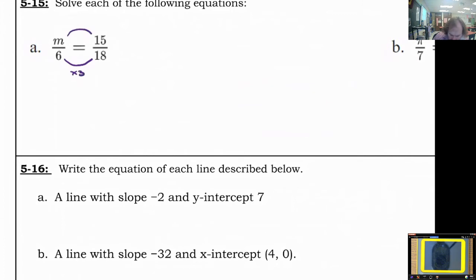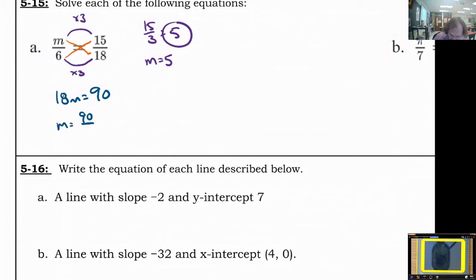So what number times 3 is going to be 15? That's a really good way to find the answer: 15 divided by 3 is 5. That's the answer, m is 5. Normally the way we solve these is by cross multiplying, which is kind of a weird algorithm, but it does work. 18m equals 90, which is 15 times 6. And then m is 90 divided by 18, which is also 5. So whichever way you want to solve it is fine.